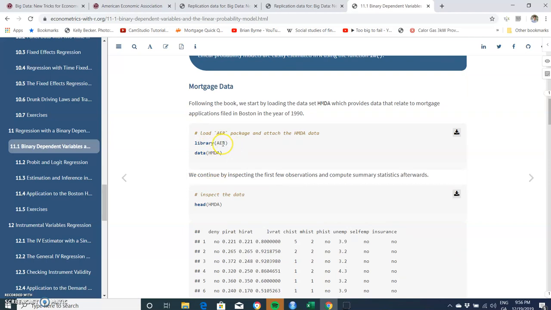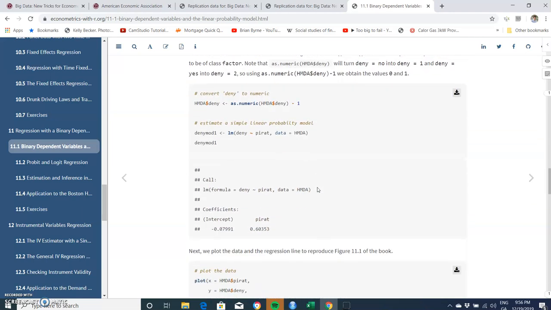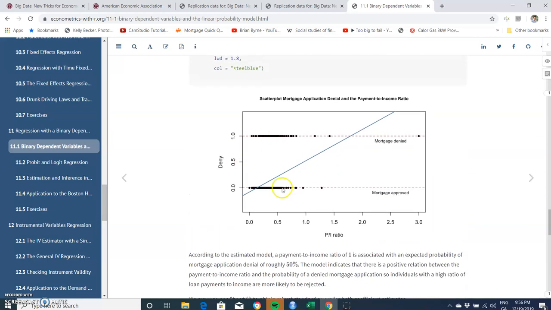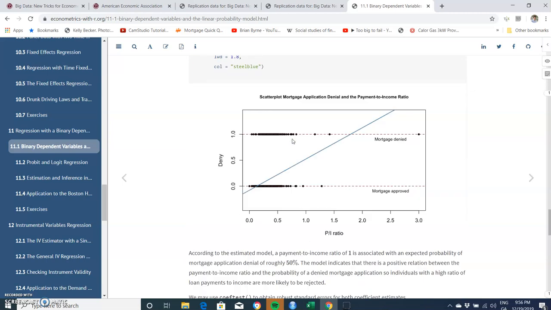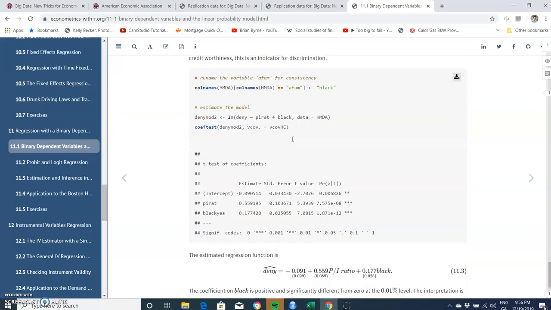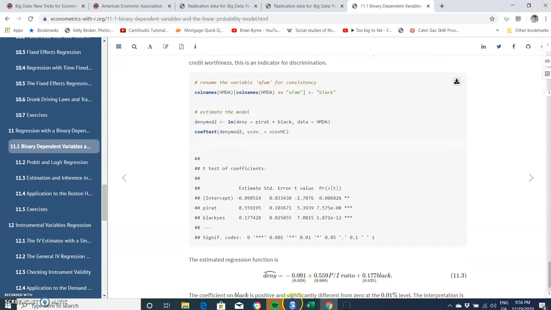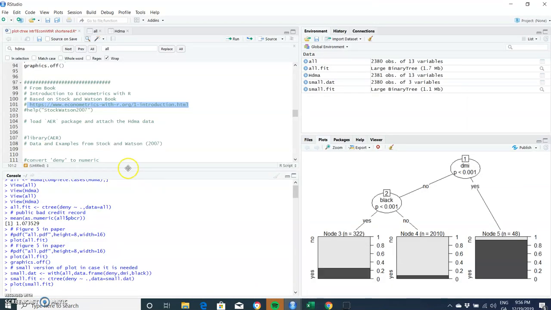They used AER, that library, and then they have this capital HMDA. So some of the headings here are different compared to what's in Halvarian, but I'm going to try to replicate, using the Halvarian data set, the results that are here and say a few things in terms of how we might understand black as being a factor in determining whether the mortgage was approved or denied, and also how linear regression compares to a Logit model. So let's just go back to R.